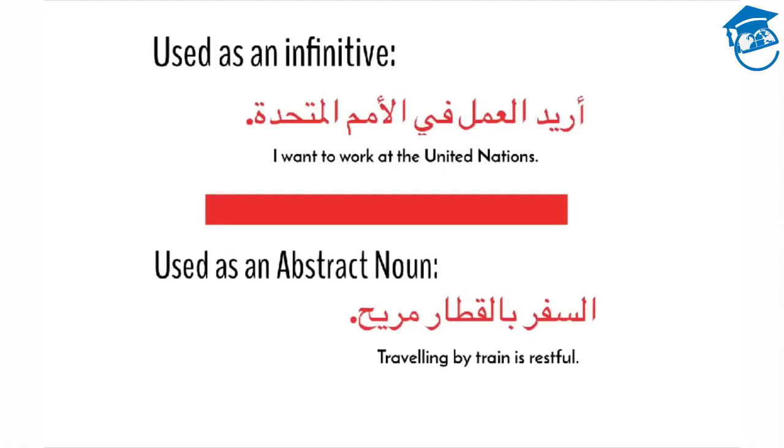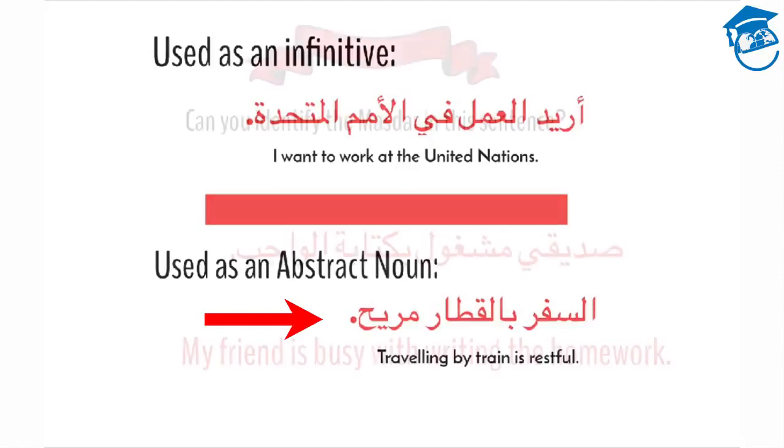In the second example, where we're using it as an abstract noun, we have the sentence السافر بالقطار مريح. السافر بالقطار مريح means traveling by train is restful. In this example, السافر is a masdar, or a verbal noun, and it is used as a gerund.